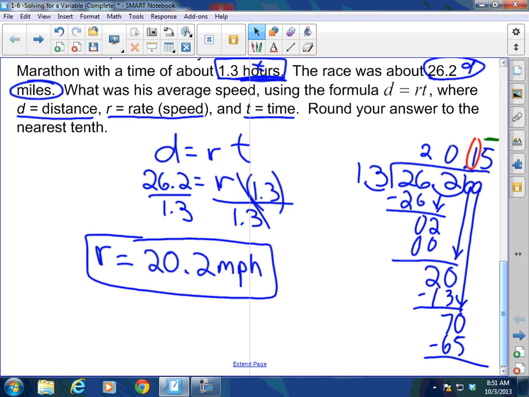If you wanted to check your work, sir, go ahead and plug it back in. 20.2 times 1.3 should equal 26.2. Okay? Does that make sense, everybody? Okay. All right. Let us continue.